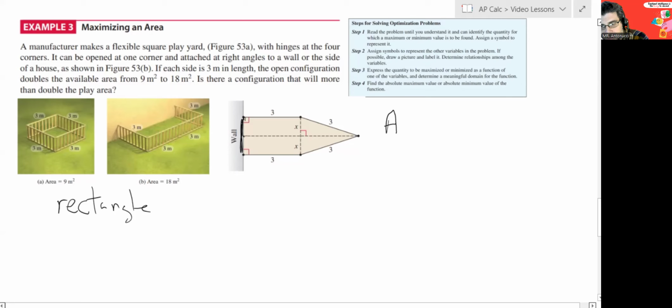If you look at this rectangle right here, it's 3 by x. But the region is symmetric, so there's two of them. So this would be 6x. So that's the area of the rectangle plus the area of the triangle.